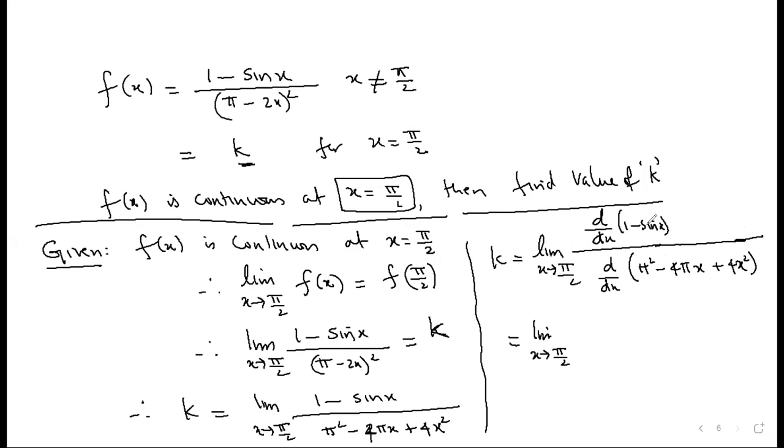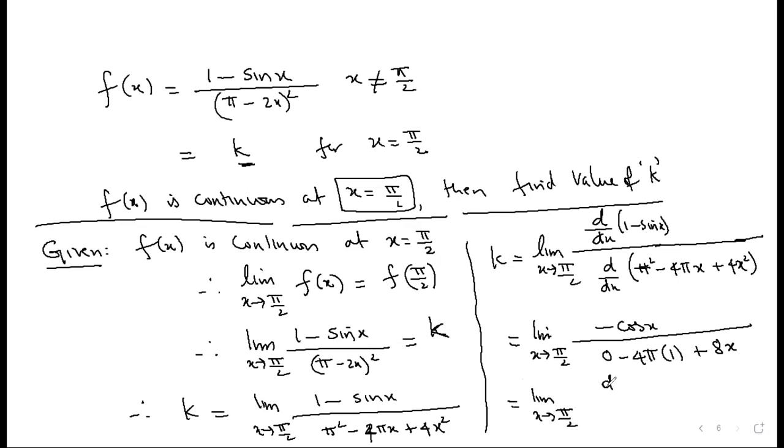So what is the derivative of 1 minus sin x? Minus cos x, divided by the derivative of pi square, which is 0, minus 4 pi plus 8x. Now if you put pi by 2, it will be 0, and this will also be 0. So therefore take the derivative one more time.